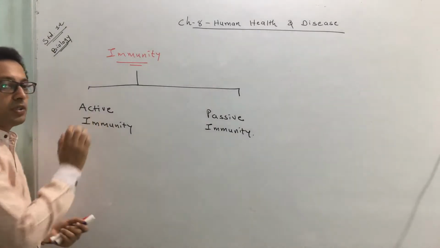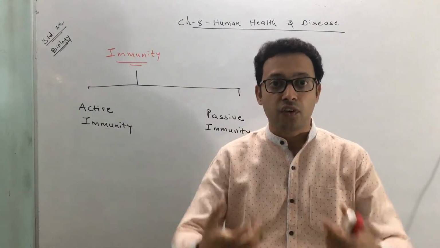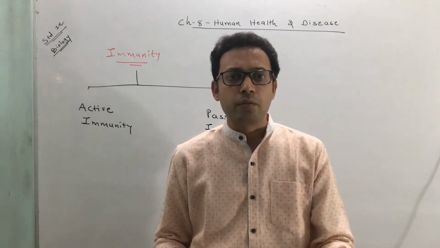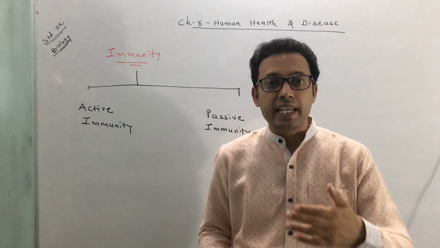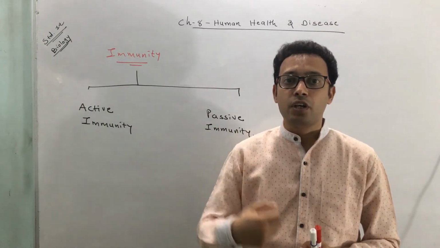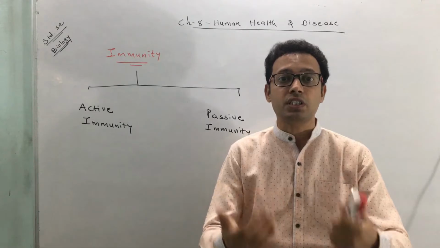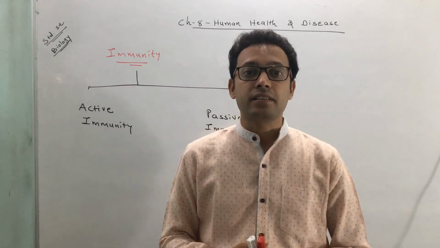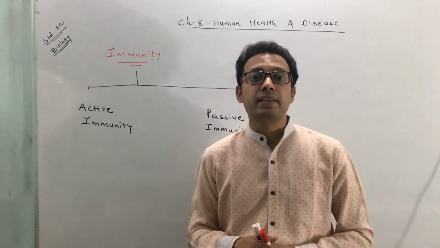What do you mean by an active immunity? In active immunity, a host is exposed to an antigen, that is a foreign material. The antigen may be in any form. It may be living pathogens, or living weakened pathogens, or inactivated pathogens, or you are extracting the polypeptides or the proteins from the pathogens. That can act as a foreign material. And when a host is exposed to such a foreign material, the body starts to produce the antibody against it. Such type of immunity is called active immunity.